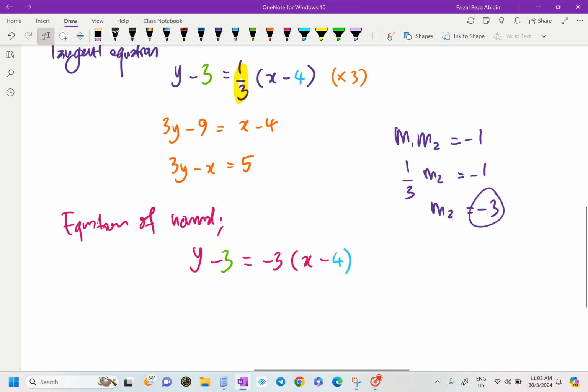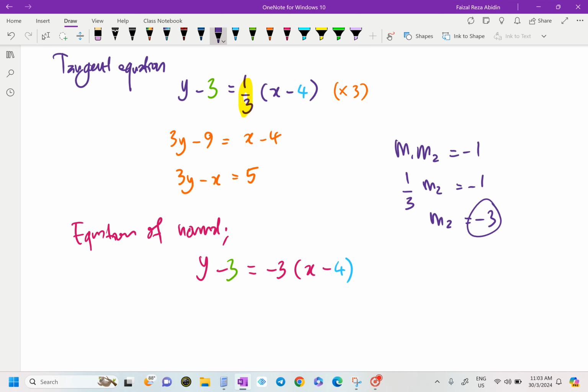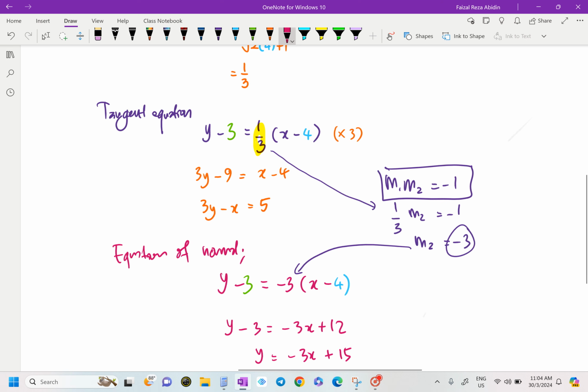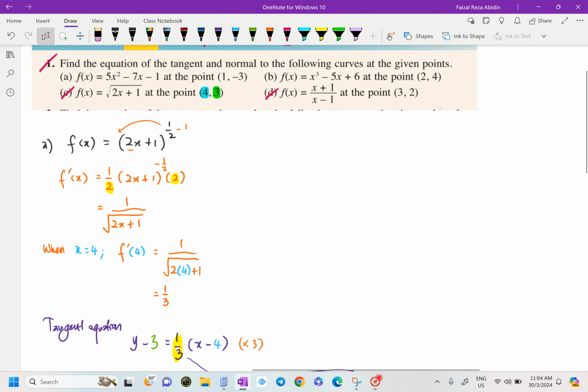This is for the one over here. This one is coming from that one. This one you know already, right? Our tangent equation and the normal are going to be perpendicular. So expand only. What you are going to have is y minus 3 equals negative 3x plus 12, which means y equals negative 3x plus 15, right? That's going to be for our number 1C.